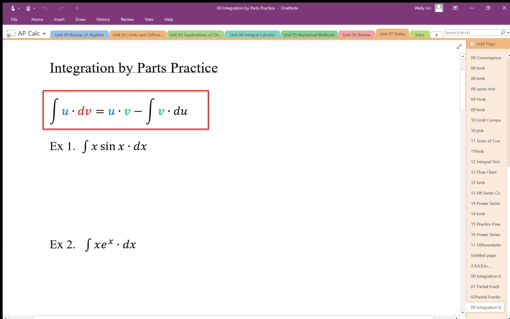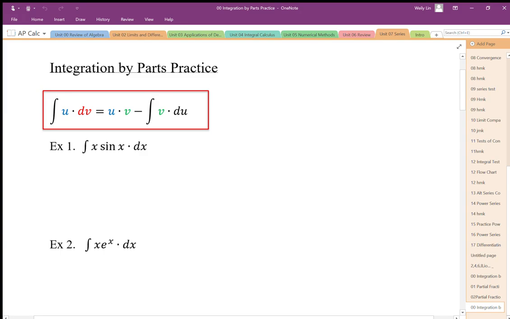You have to decide which part is going to be the u and which part is going to be the dv. The strategy is we choose a dv that includes the most complicated part of this that we are able to integrate. Once you've chosen the u and dv, you need to generate the other parts, the v and du, by integrating the dv to get v, and differentiating the u to get du.